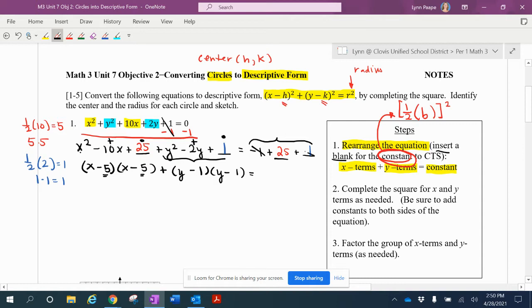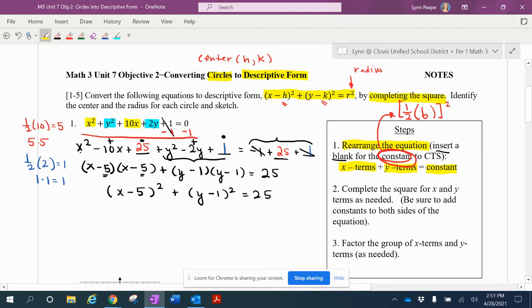So negative 1 plus 1 will be 0. So that will just give me 25. And then we're almost done. So we have 2 of exactly the same. So we want to write it out as (x minus 5) quantity squared, and then (y minus 1) quantity squared, and then equal to 25. Okay, so now we have done that step. So we have completed the square.